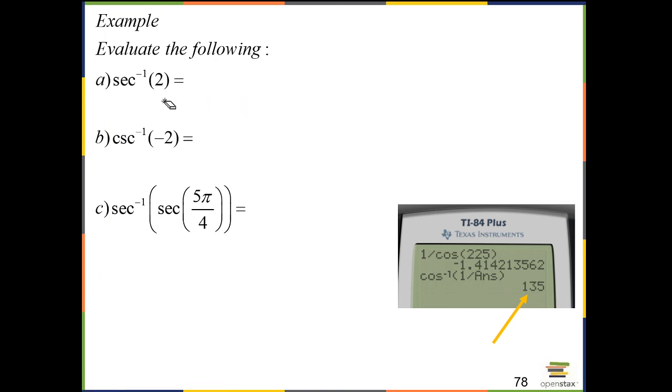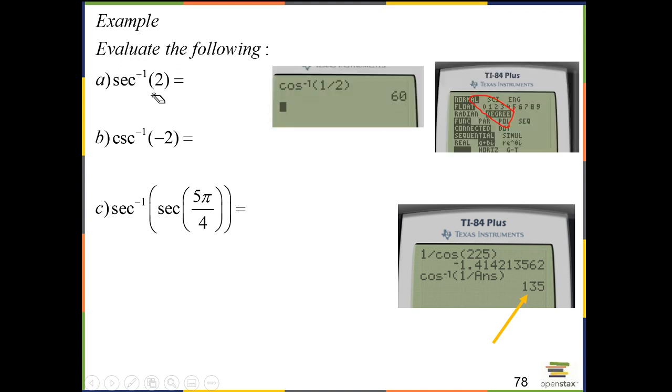Secant. I have something showing up early, but that's okay. So secant inverse of 2, what is that? Well, we can use a calculator. Secant inverse is not on the calculator, so what do we use instead? Cosine inverse of 1 over 2. And that's the answer, 60 degrees.